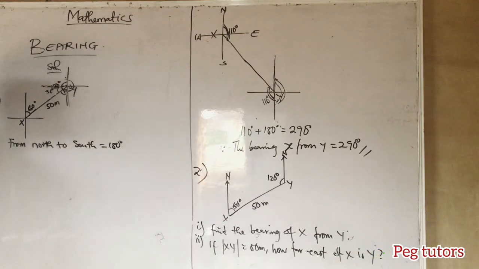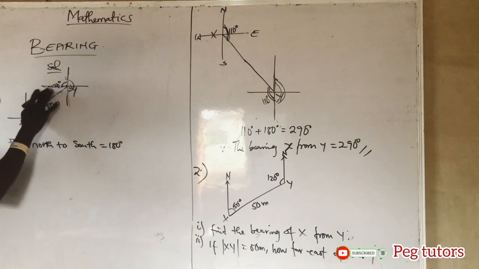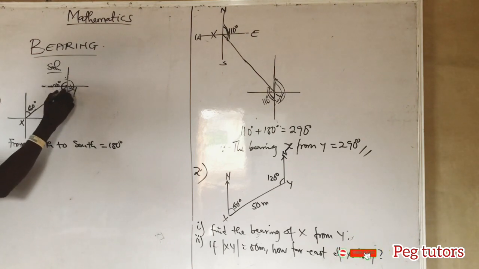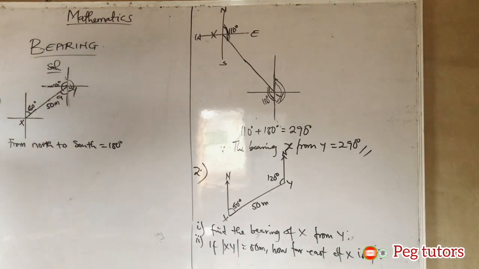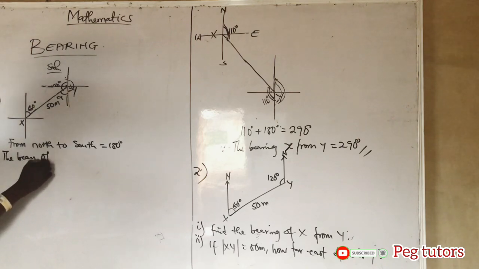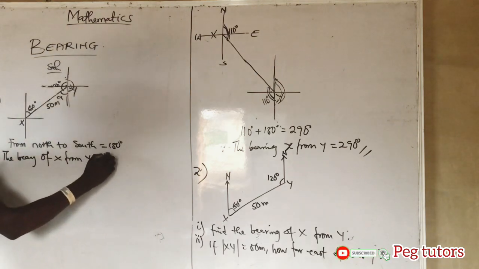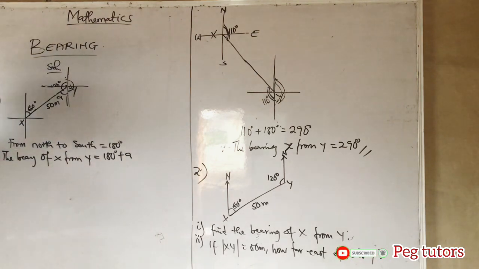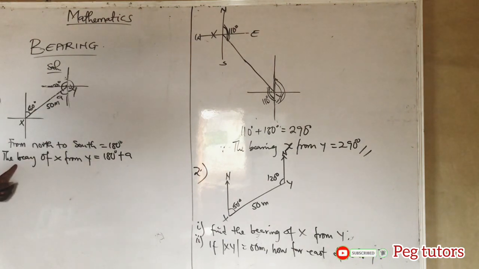180 degrees. Are we together? Then let's name this place. Let's name this place what? Okay, the whole place is 180. Let's name this place A. Are we together? Now the bearing of x from y will be equal to 180 degrees plus A. Whatever angle A is, A plus 180 degrees will give you the bearing of x from y. Now, if that is the case, we need to find what A is.